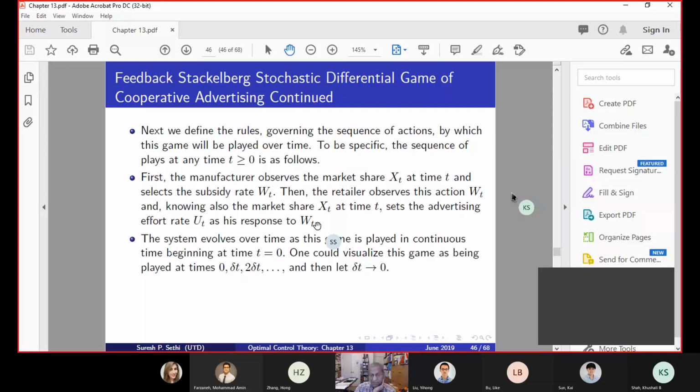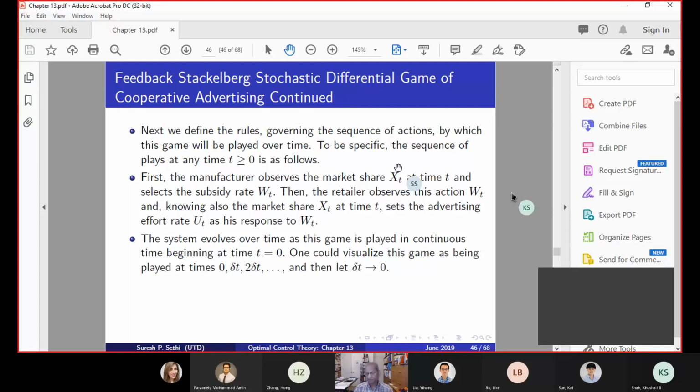Now let's see what's going on here. This guy, the manufacturer, decides W_t after observing X_t. So his W_t is a function of X_t. It's a feedback on X_t. Now, if you do any single period feedback, it goes like this.